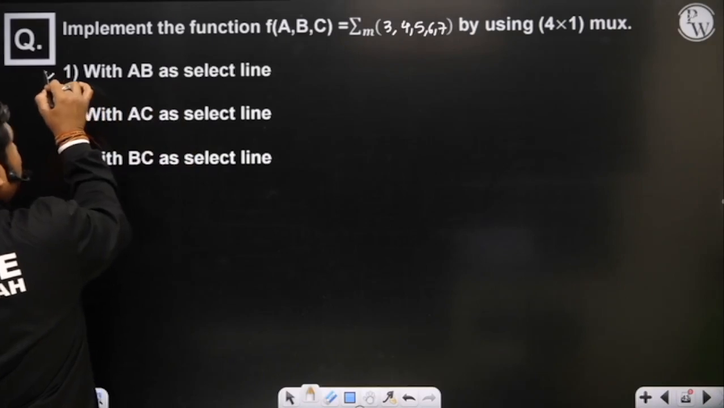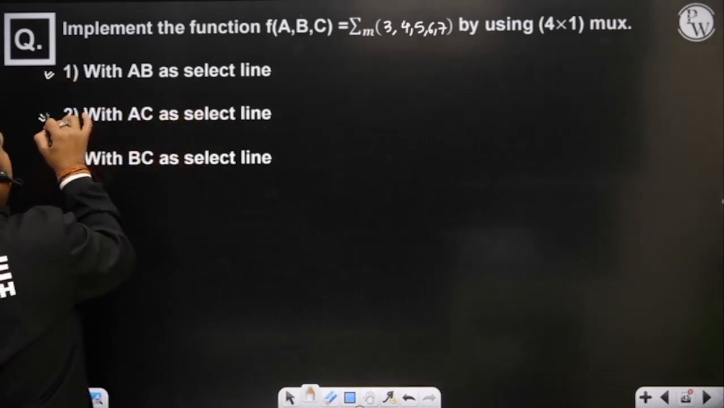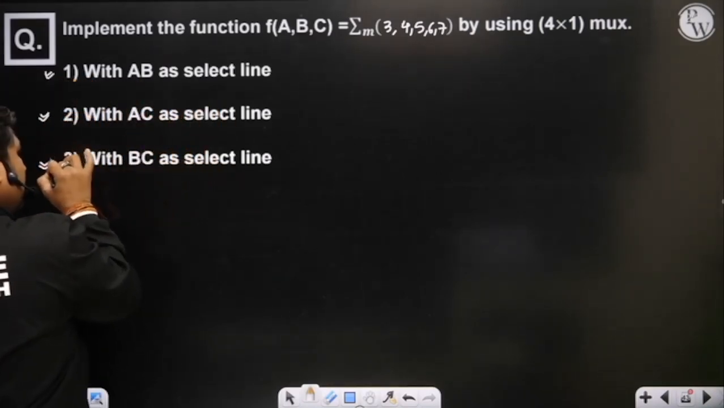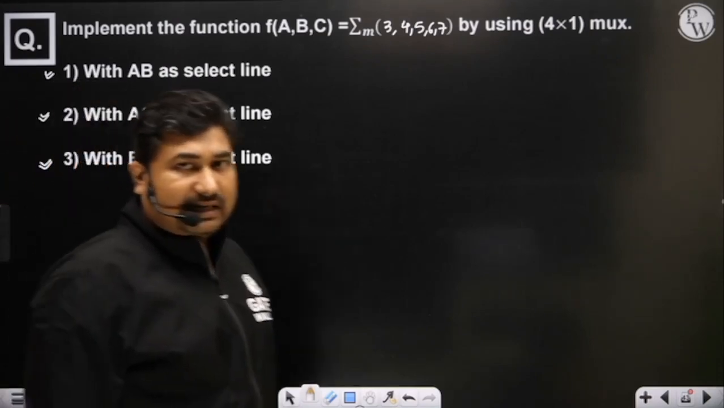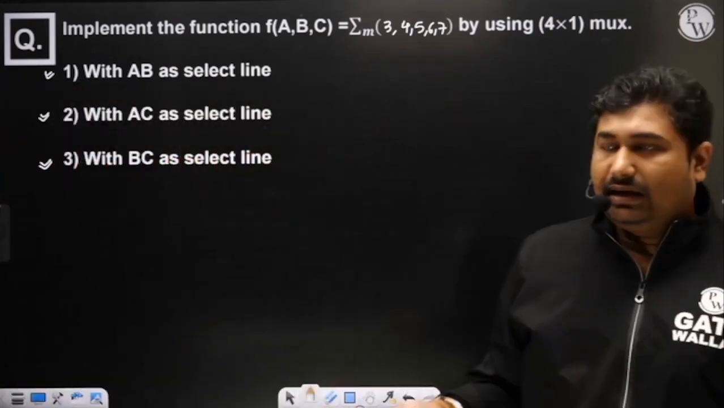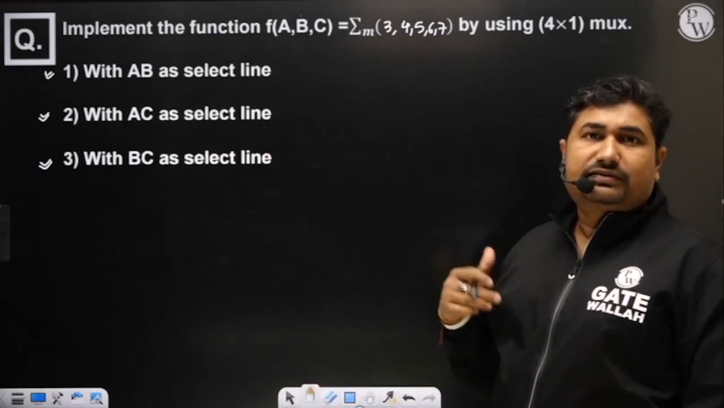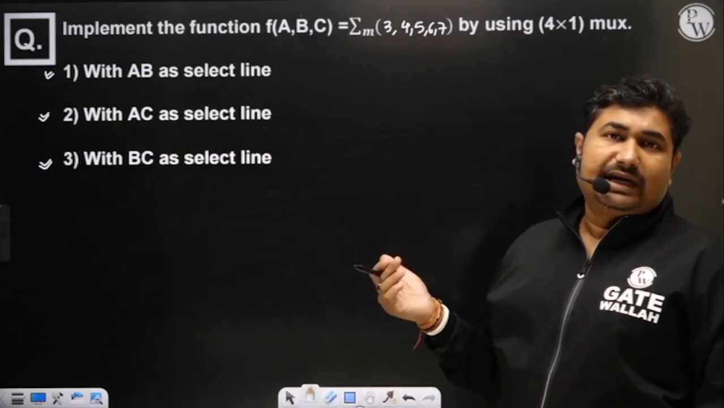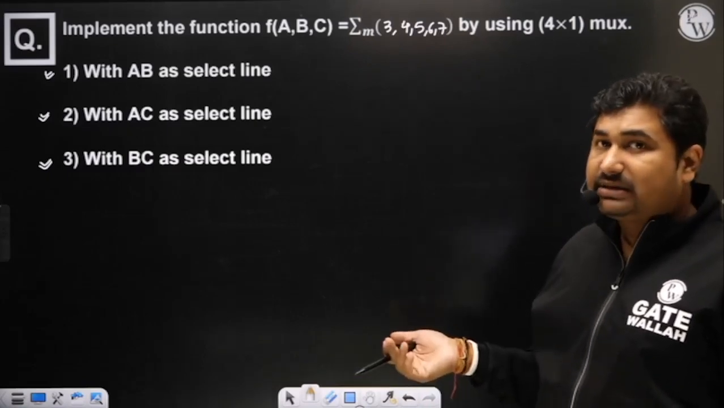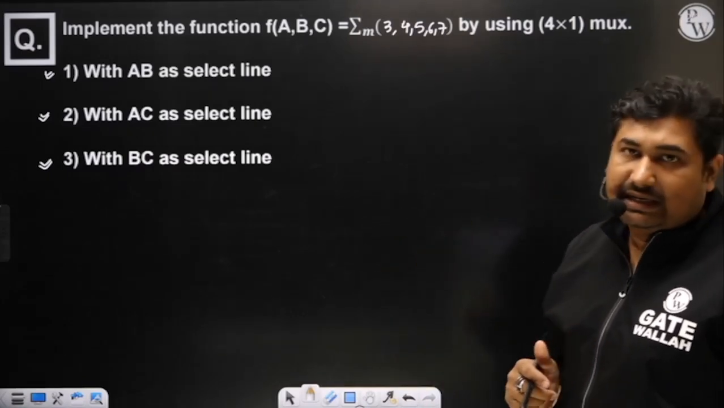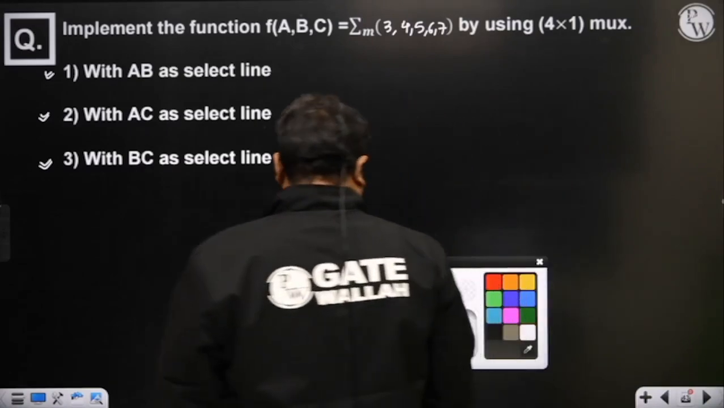First part with AB as a select line, second part with AC as a select line, third part with BC as a select line. You can choose any two as a select line. Yes, sir. Out of three variables, I am going to connect two variables onto the select line. Okay, sir. Now, please observe.